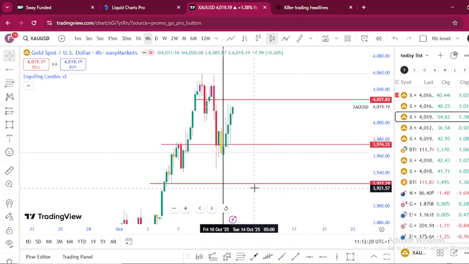Is it going to break it? Is it going to reject? Okay, that's the function of those key levels.